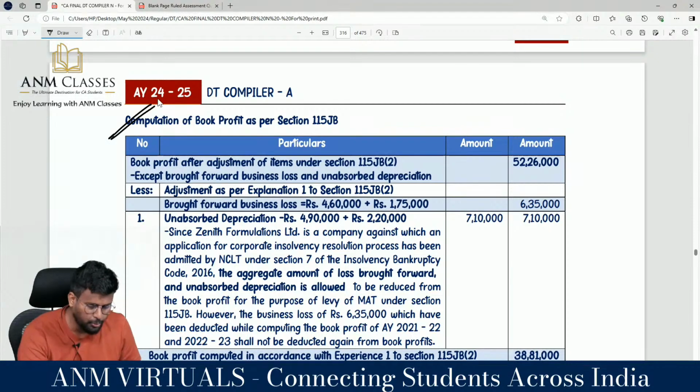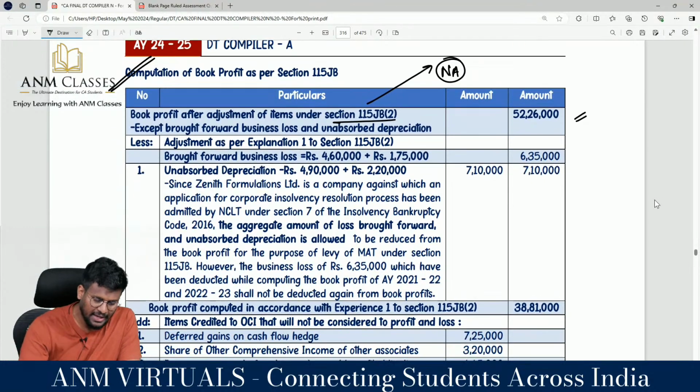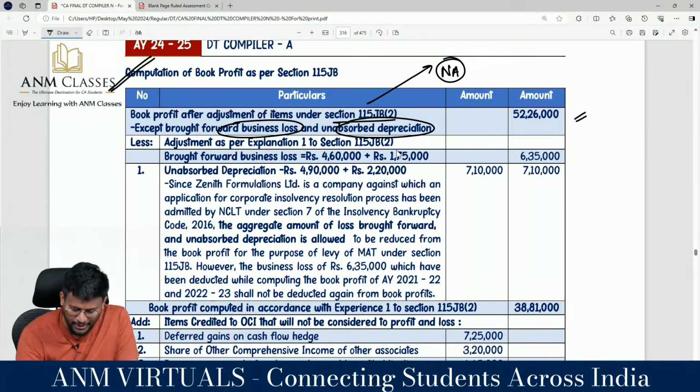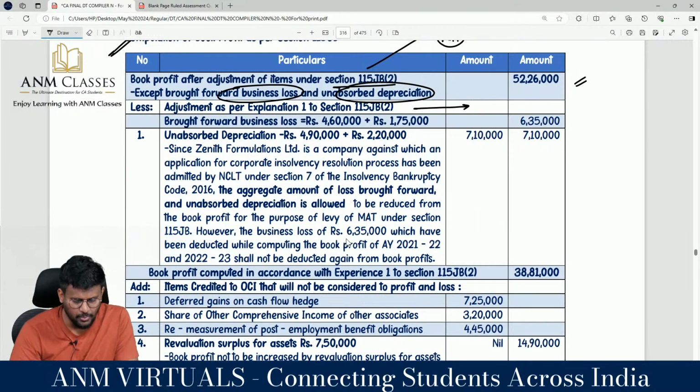So computation of book profit under 115JB, fine. Book profit after adjustments of items under 115JB subsection 2, these are normal adjustments. This is normal MAT. Whatever we know, they themselves have been adjusted. Then we have to specifically know the 3 adjustments. So 52,26,000, fine, except brought forward business loss and unabsorbed depreciation. Okay. So we are starting adjustments as per explanation 1 to 115JB subsection 2A. In 2 itself they missed one item.